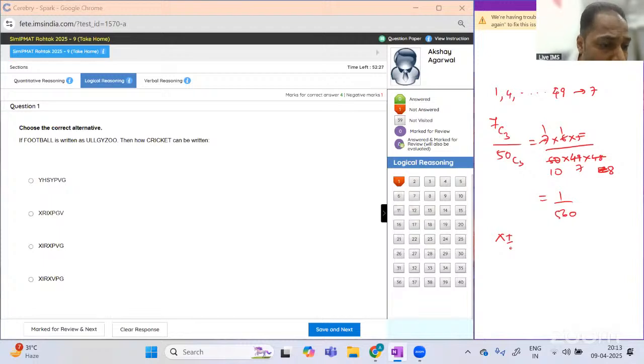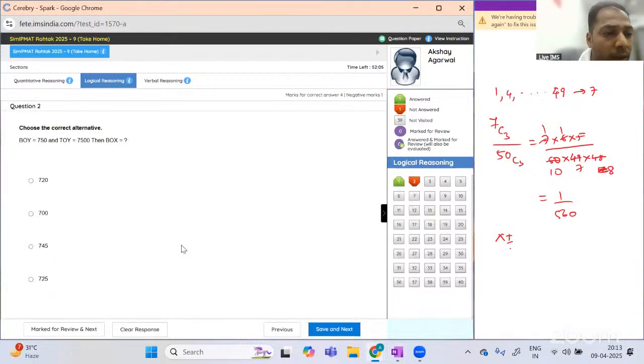There are two options. The only thing different between them is the second last and the third last. So second last is E. The reverse of E is 5, 22. T is 20, U, V. E should be replaced with V. So second last should be V. The answer is option C.